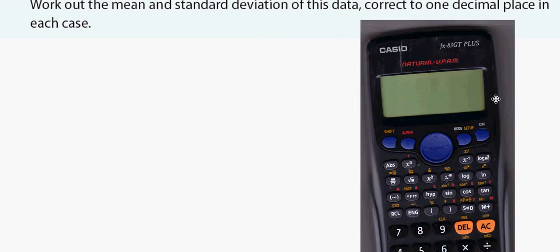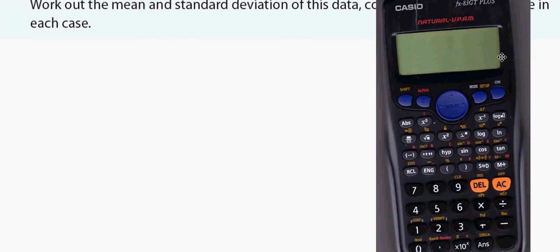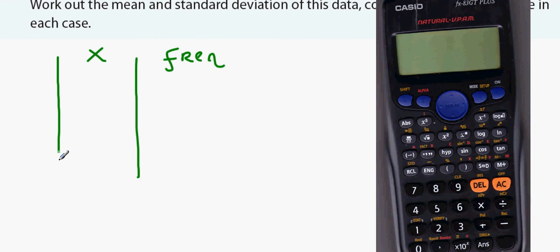So we've done enough of these to know that we're going to go into mode. Once again we're going to go into stats, make sure that it's in stat mode, one variable, and we should have our frequency table. You should know by now how to get the frequency column back up if you aren't a regular user of the frequency table. So x and frequency, and then we're going to have 1, 2, 3, 4. It should be 4 rows here.